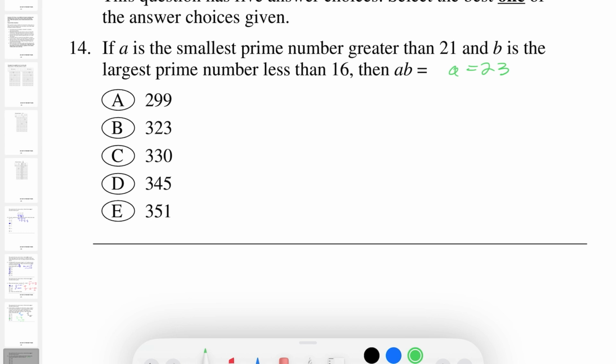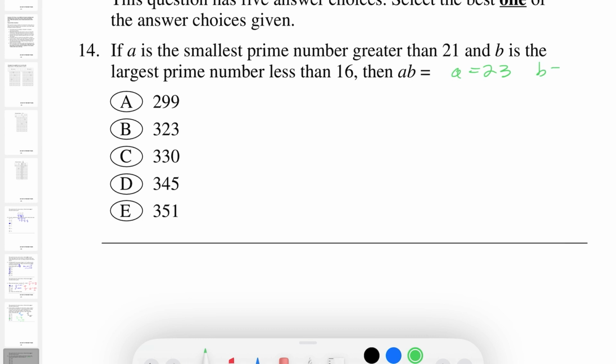B is the largest prime number less than 16. So let's go backwards from 16. 15, not a prime number. 14, not a prime number. 13 is a prime number, so B equals 13. And then we just do 23 times 13, which is 299. And A is our answer.